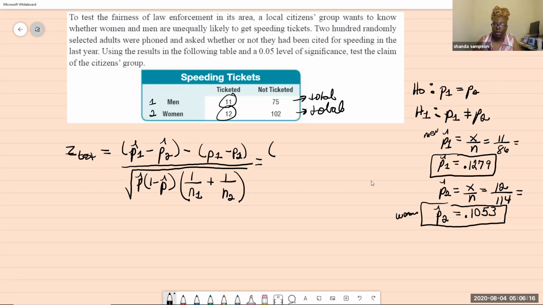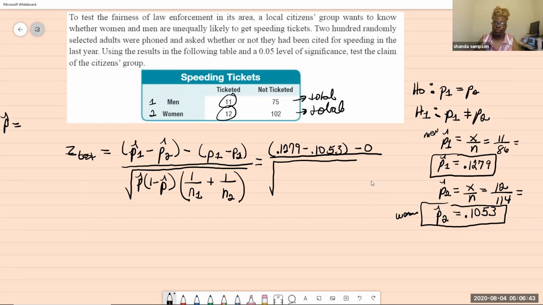So you have 0.1279 minus 0.1053, and it's really going to be minus 0 because we don't know what it is. I mean, we don't have it. Oh, shucks, we need p hat. That's not p hat 1 or p hat 2. We need p hat.